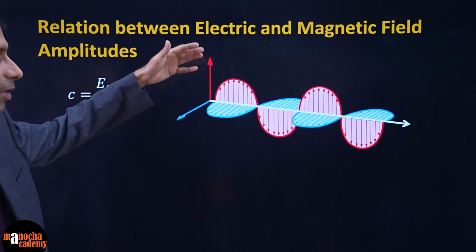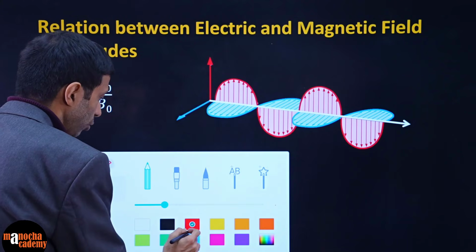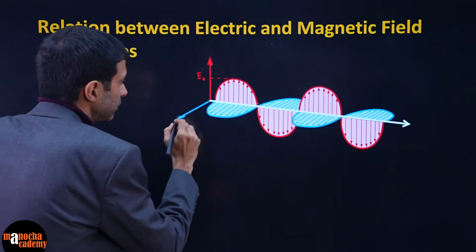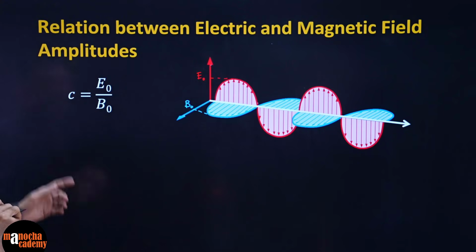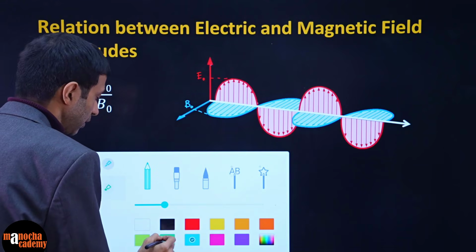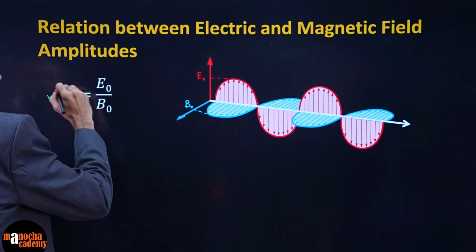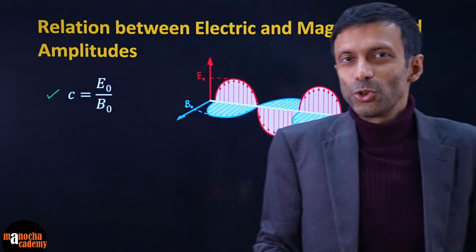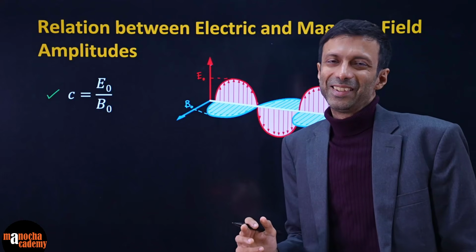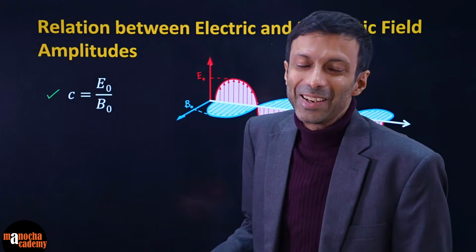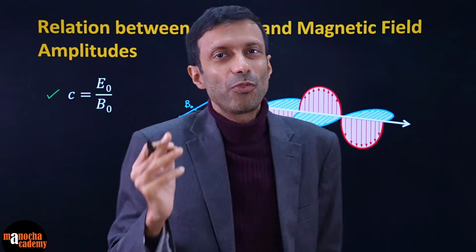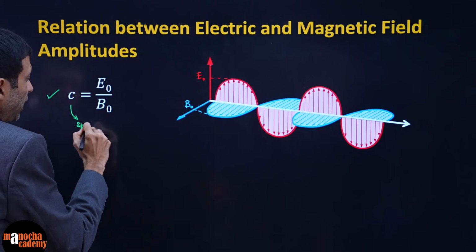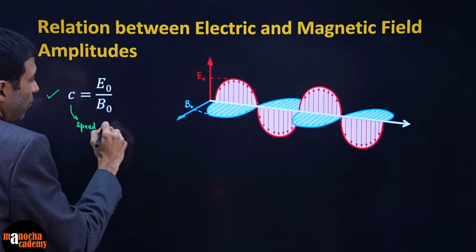Now what is the relation between the amplitudes? Amplitude means the maximum value, right? So what is my E naught over here? What is my B naught over here? The maximum. Can you see that? And this is a very important formula, the relation between these guys: E naught by B naught, this ratio is equal to C. Do you guys know what is C, small c? E equal to mc square. That's right, that same C, the speed of light.